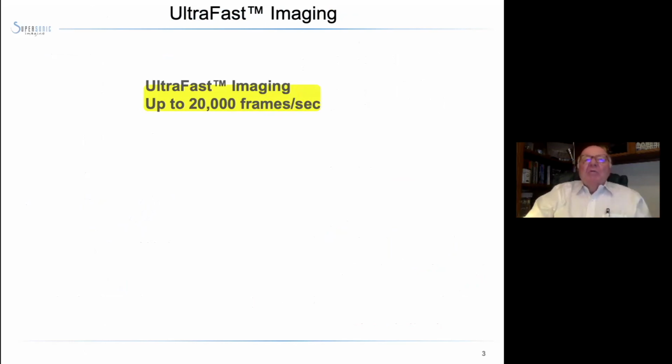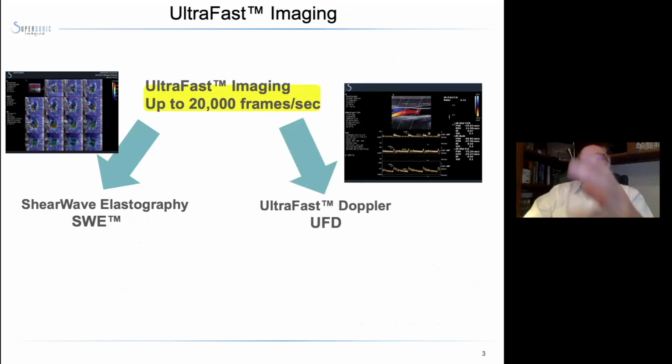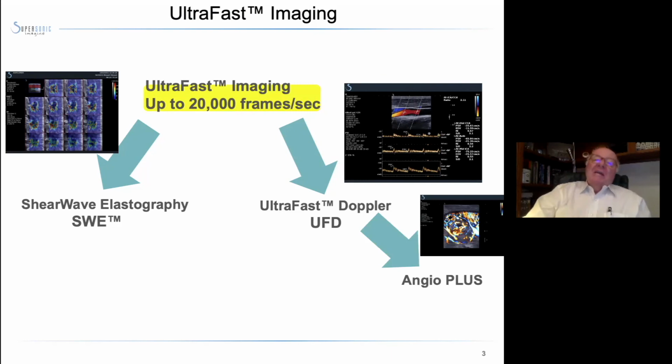This enables us to create new modes of imaging like real-time shear wave elastography, the capability to assess tissue stiffness; the ultra-fast Doppler, the capability to measure Doppler flow at 400 Hertz, what conventional ultrasound delivers only at 20 Hertz; and ultra-sensitive Doppler, enabling the capability to visualize very slow flow in very tiny vessels. This feature is called Angio PL.U.S.